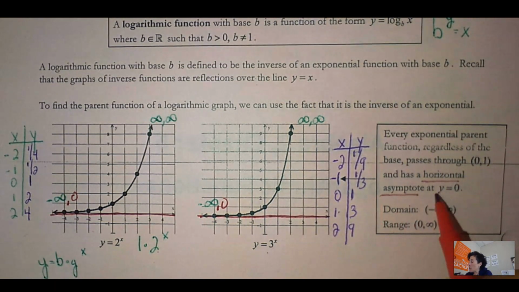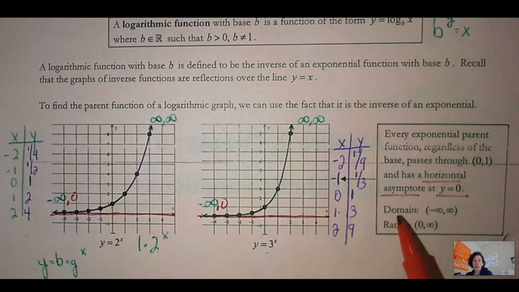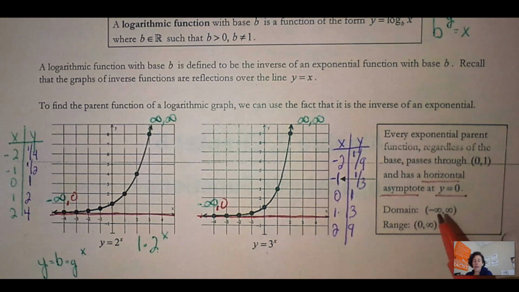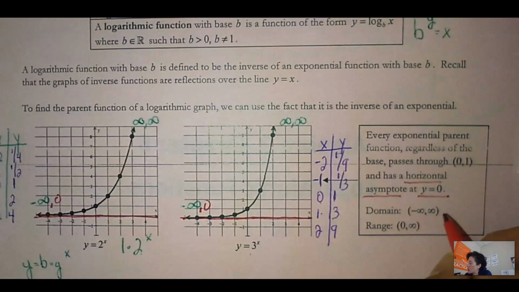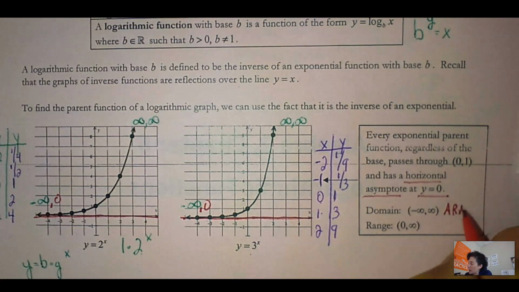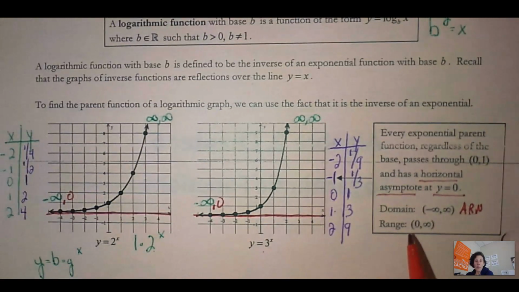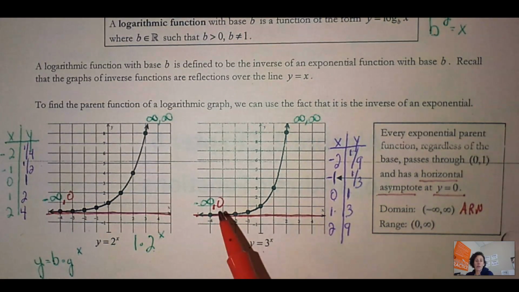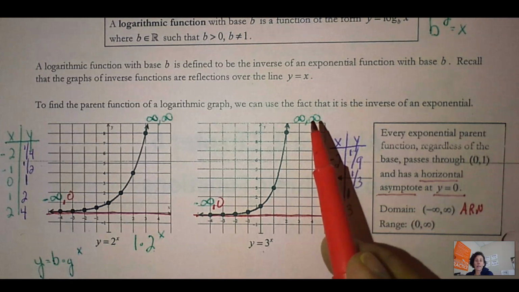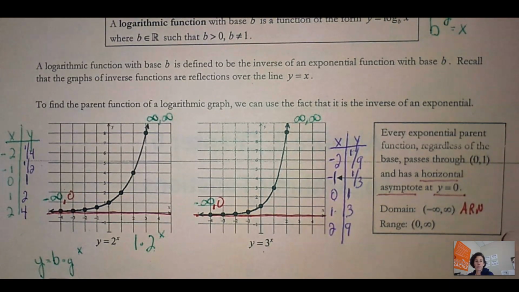So what this box is just telling you is don't forget that there is a horizontal asymptote. It's the equation y equals 0, and our domain in all exponential functions is -infinity to infinity, which we could also write as all real numbers. But our range is going to be stopped by the wall. So it goes from 0, smallest y, to infinity as our biggest y.